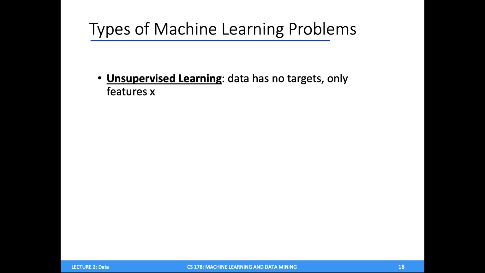Beyond supervised learning, another class of machine learning problems are called unsupervised problems. And in these problems, your data that you've gone out and collected doesn't have any targets. So it doesn't have any y variables. There's no regression task. There's no classification task we're trying to do. We really only have the features x corresponding to some kind of input data.